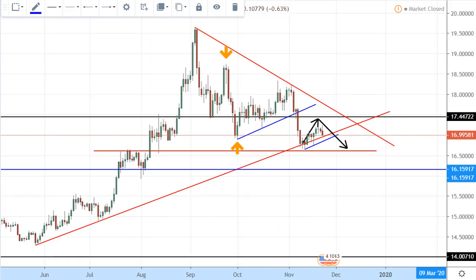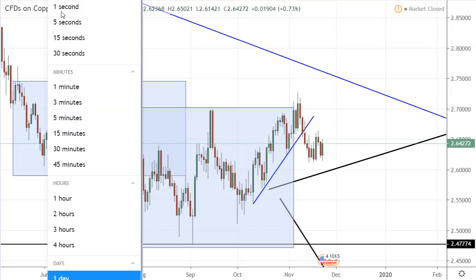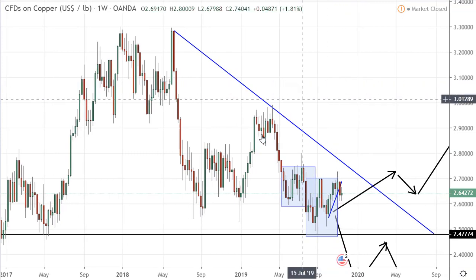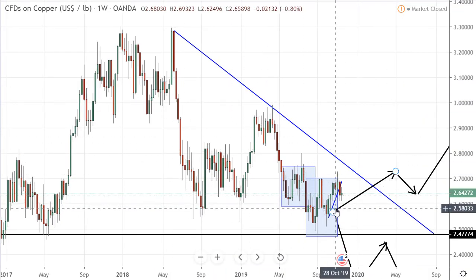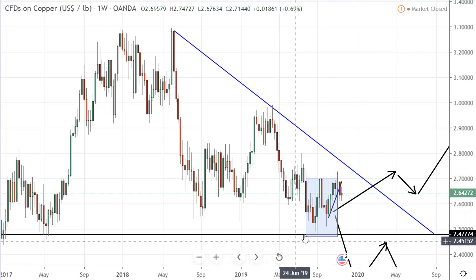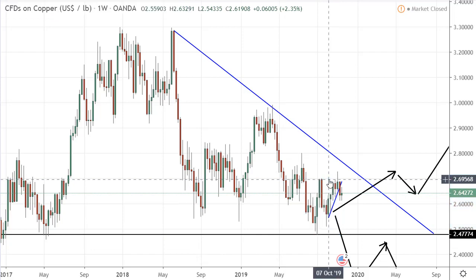So let's go to copper. Let's see how that looks. Not really moving that strong, that convincing, but same kind of setup. It's getting more and more into some kind of consolidation. So this consolidation phase was over. We were making some lows, and now we are in this consolidation once again.